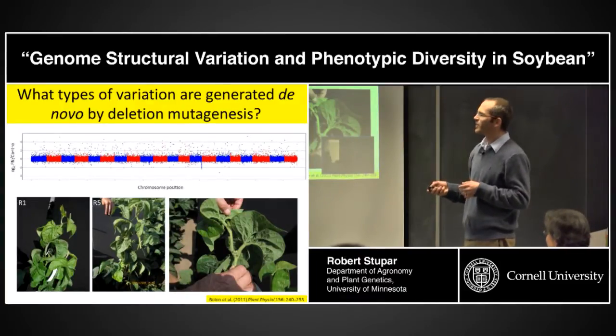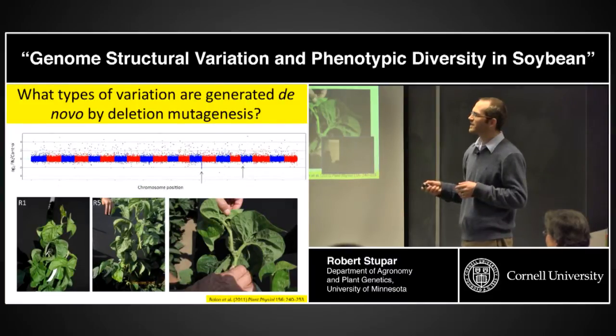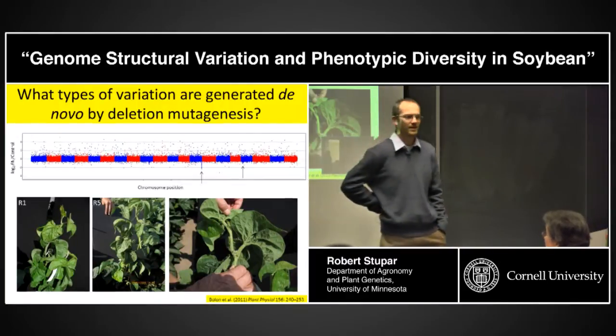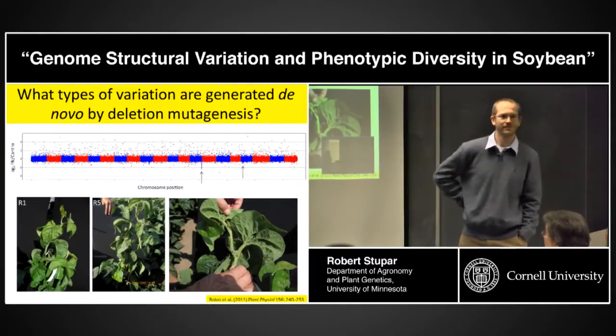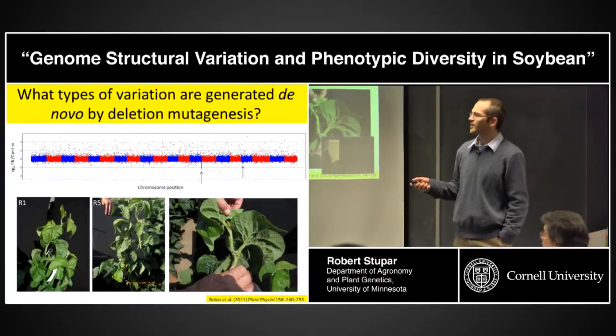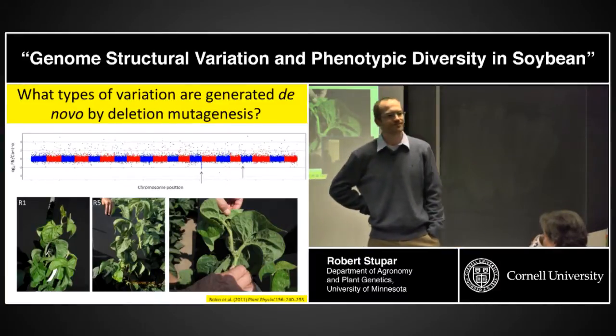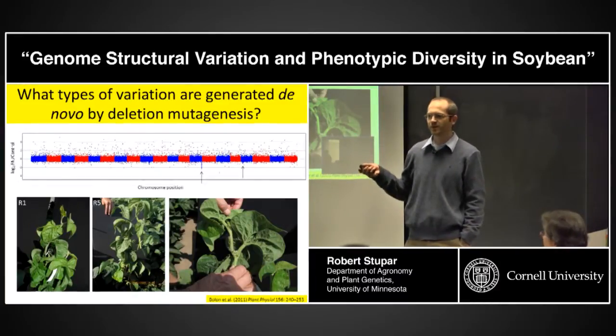We did a little follow-up work on it and found that there's also a small deletion here on 17 that actually segregated perfectly with that phenotype in a Mendelian fashion. Anyone want to guess why it's so small? Or at least the profile is so small? Turns out it's a dominant mutation. This is a heterozygous plant that we scored.